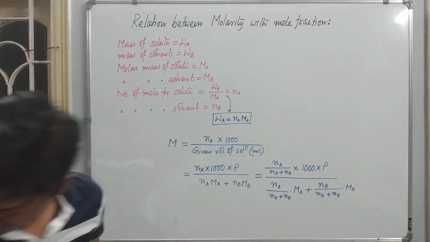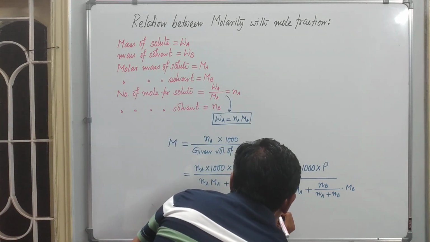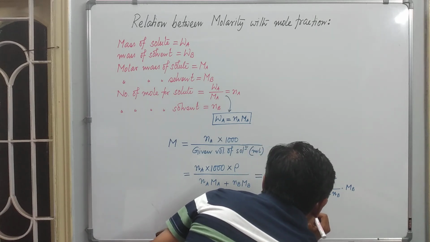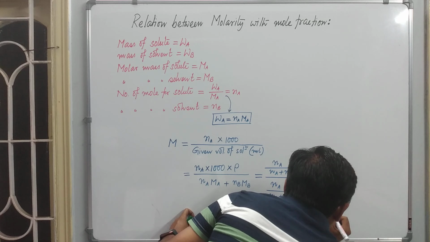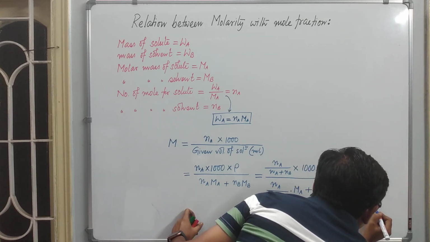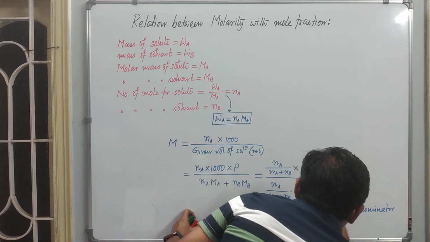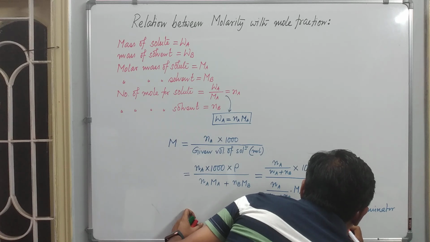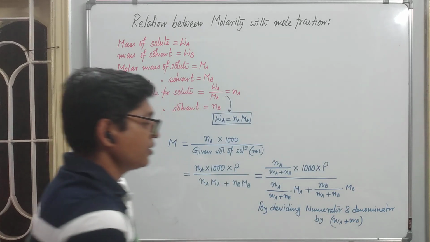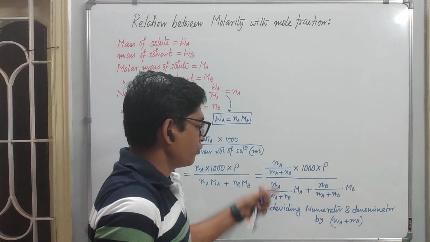So let me write it here by dividing the numerator and denominator by Na plus Nb. Why am I writing it? So that you can understand after some time also, when you are watching this video again, you can understand how we are writing this.